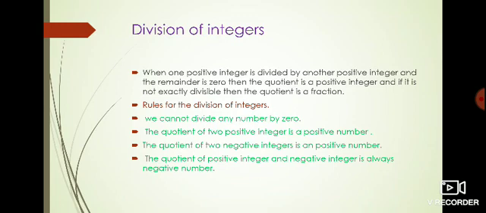And next rule, the quotient of a positive integer and a negative integer is always a negative number, like multiplication only. Multiplication of positive into negative is negative. And here also in division of integers, the quotient of a positive integer and a negative integer is always a negative number.